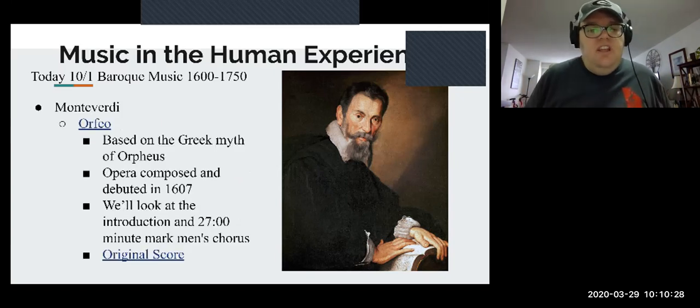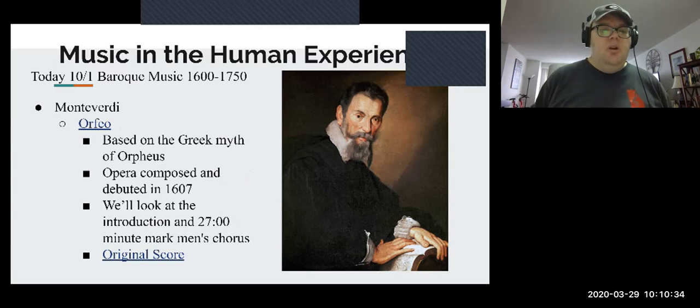So we see in Monteverdi's life, the story we're going to look at is his first big opera, composed and debuted in 1607, and it's Orfeo. Now, your assignment for this class, which will be due on Wednesday, is to go ahead and look up the story of Orfeo, specifically from the opera.